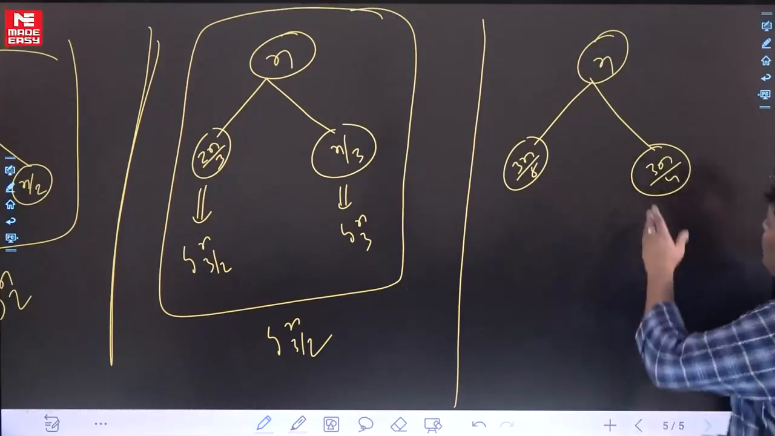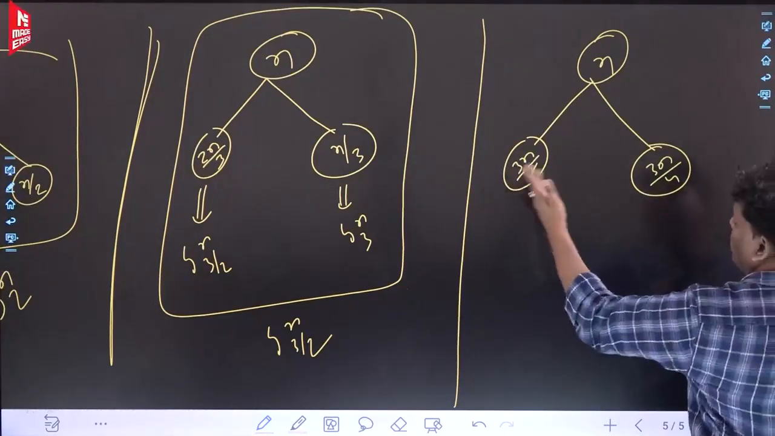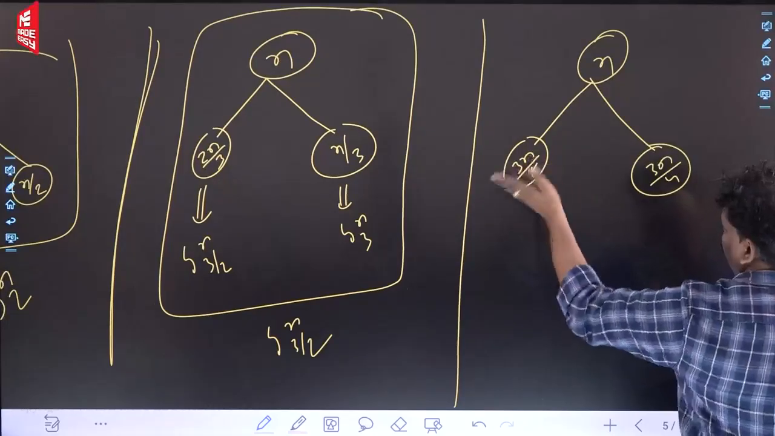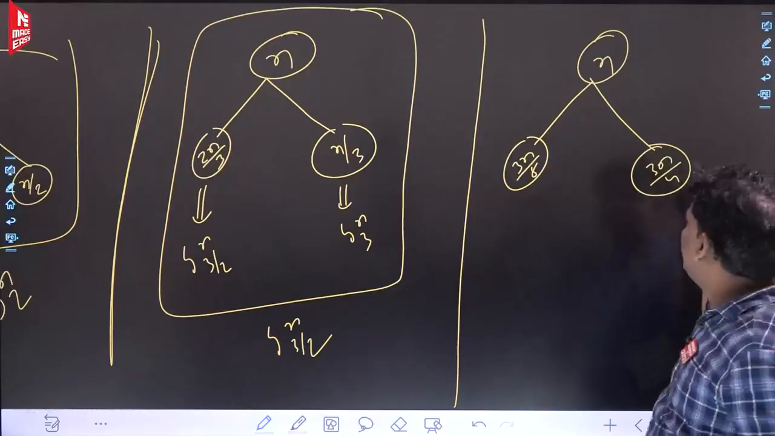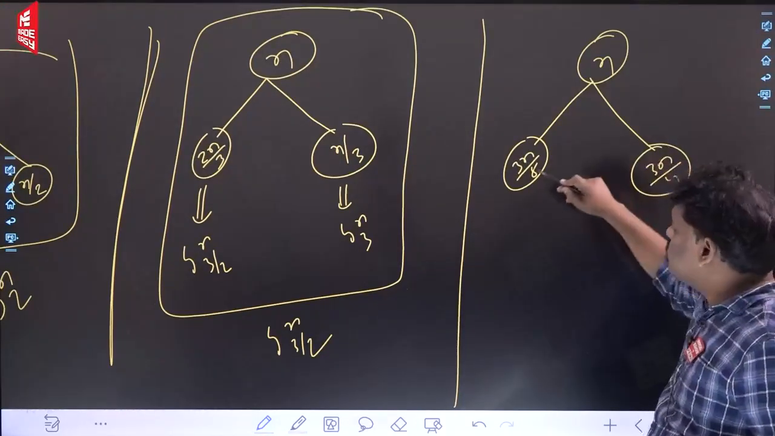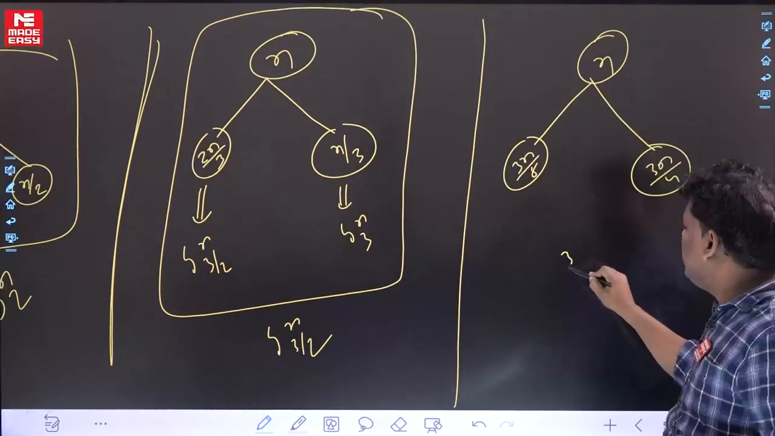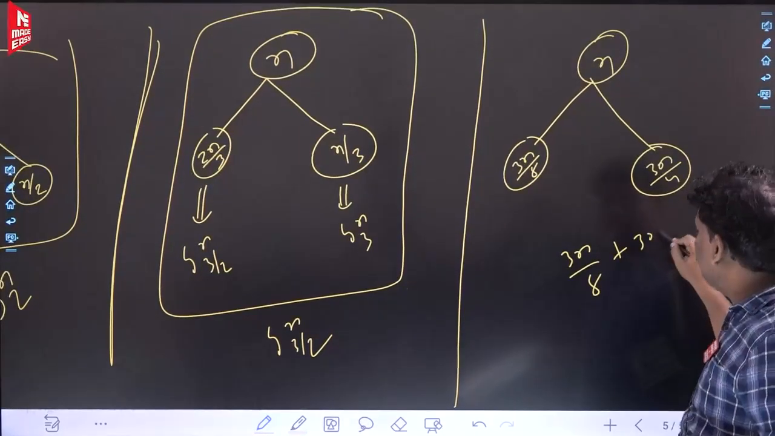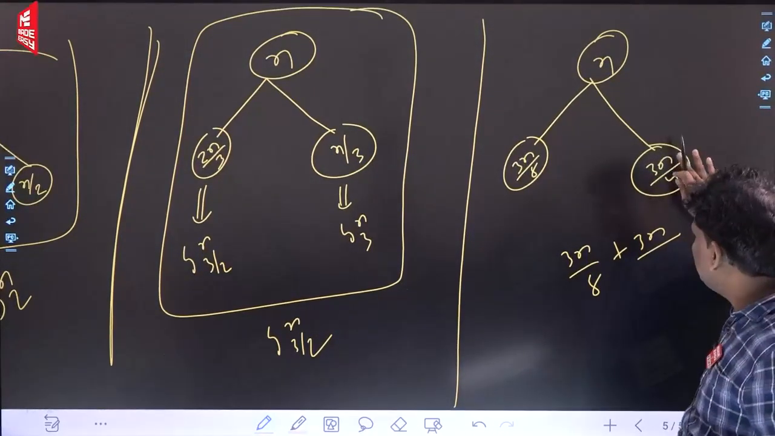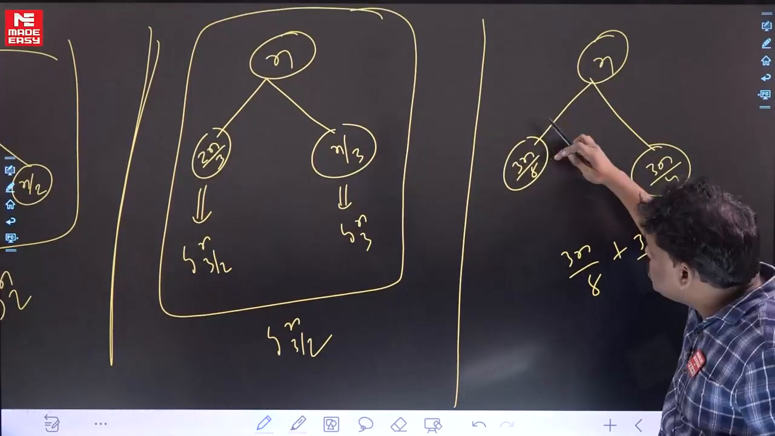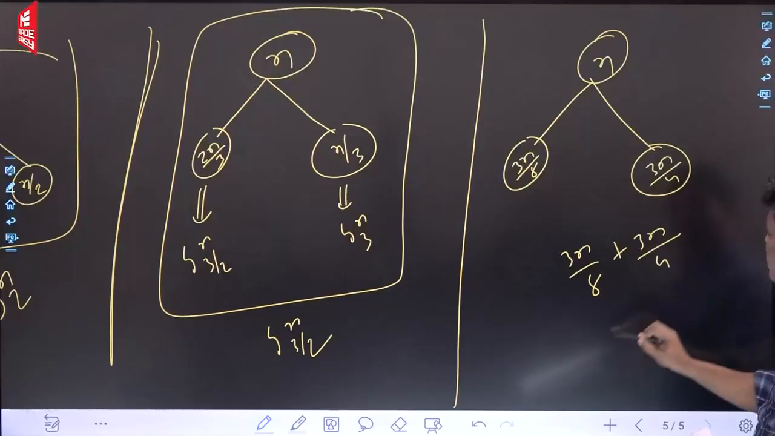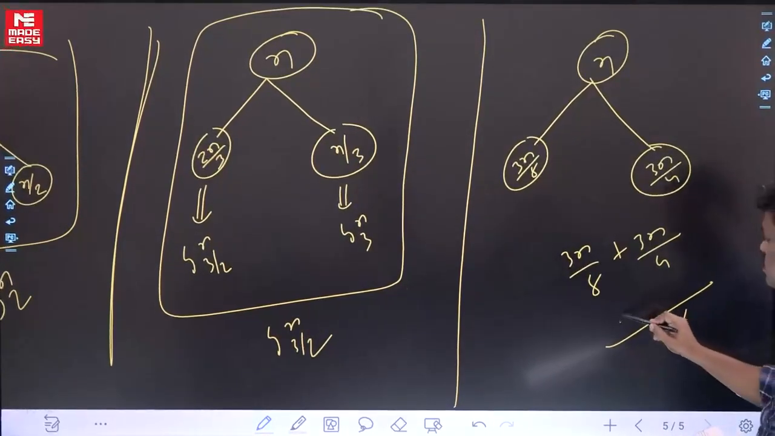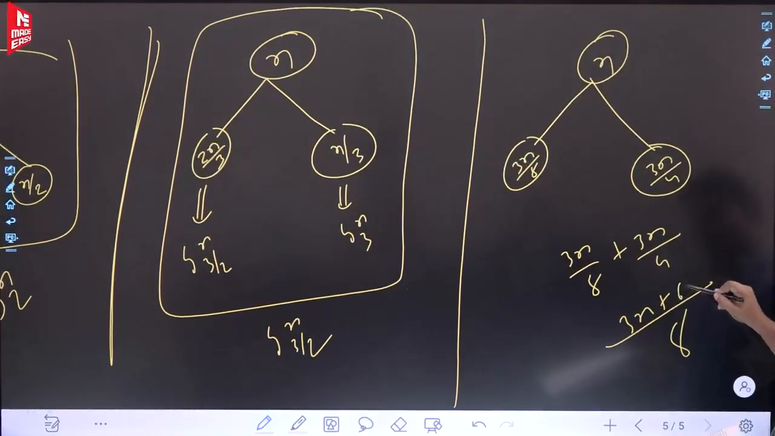Can you help me now? Right is 3n by 4. Left should be half, minimum half, maximum double. I kept minimum. Left I kept half of that, 3n by 8, and right is 3n by 4. Let me add it. What is the answer? 8 1s are 8, 3n; 4 2s are 8, so 6n. Totally 9n by 8. Try to remember.